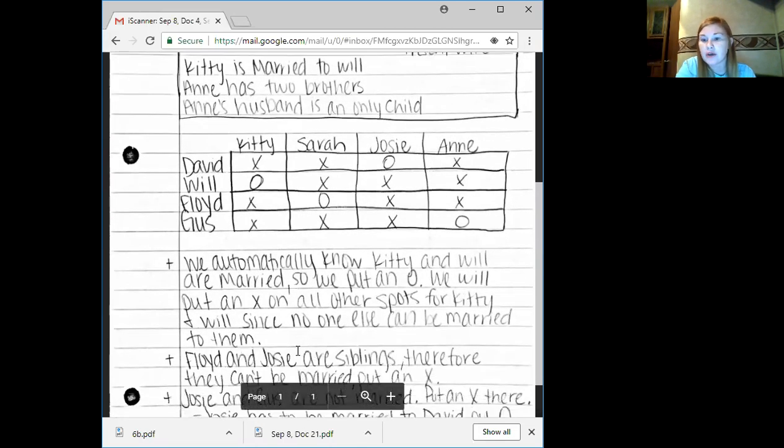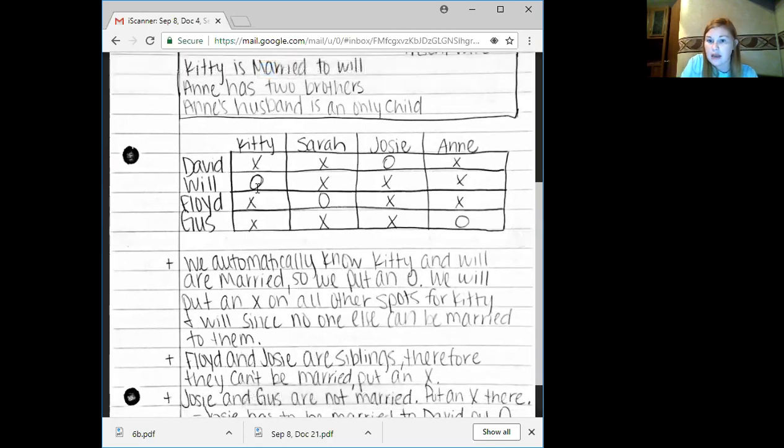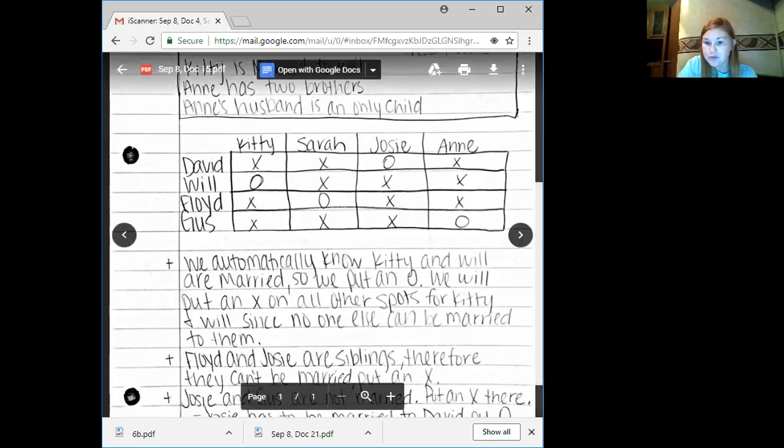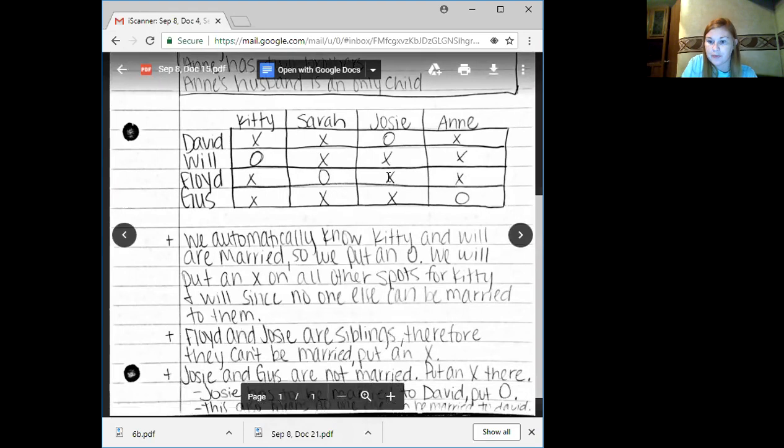So we automatically know that Kitty and Will are married. So we're going to put an O there. And so then that also means nobody else can be married to Kitty or Will. So we'll put X's all down Kitty's column and all across Will's row. And then it says Floyd and Josie are siblings, therefore they cannot be married. So we'll put an X in Floyd and Josie over here.